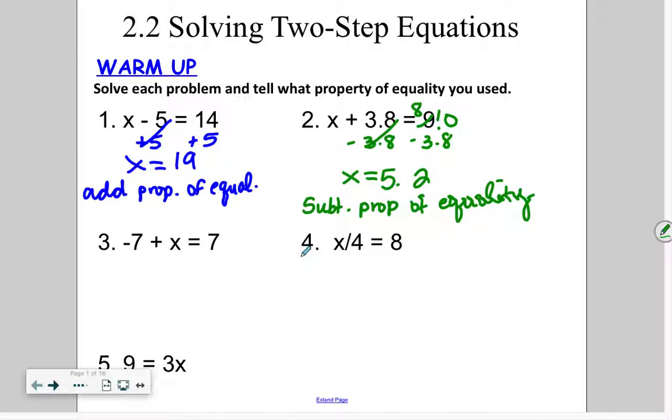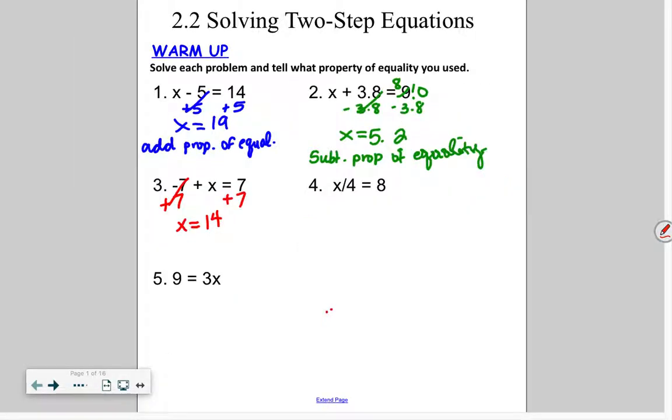7 plus x equals 7. What are we going to do to get x on a side by itself? Add 7. A positive x is being left behind, so 7 plus 7 is 14. What property is that? Good. Addition property of equality.